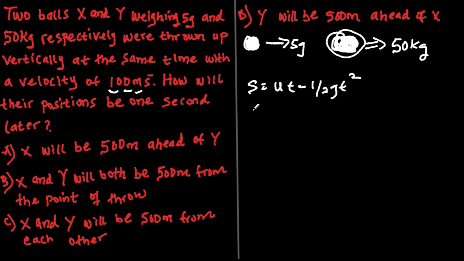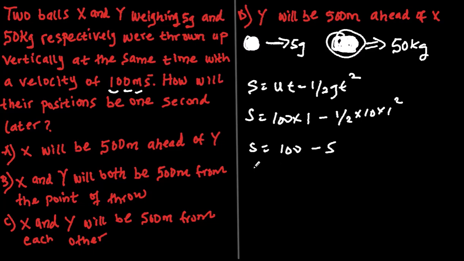So S is going to equal, the initial velocity is 100 times time is 1 second minus half times 10 times 1 squared. So S is going to equal 100 times 1 is 100. Half of 10 is 5. 5 times 1 is 5. So S is 95 meters. So what we are expecting is that these two objects should be 95 meters after 1 second. Now let's see our options. Option A says X will be 500 meters ahead of Y. B, X and Y will both be 500 meters from the point of throw.